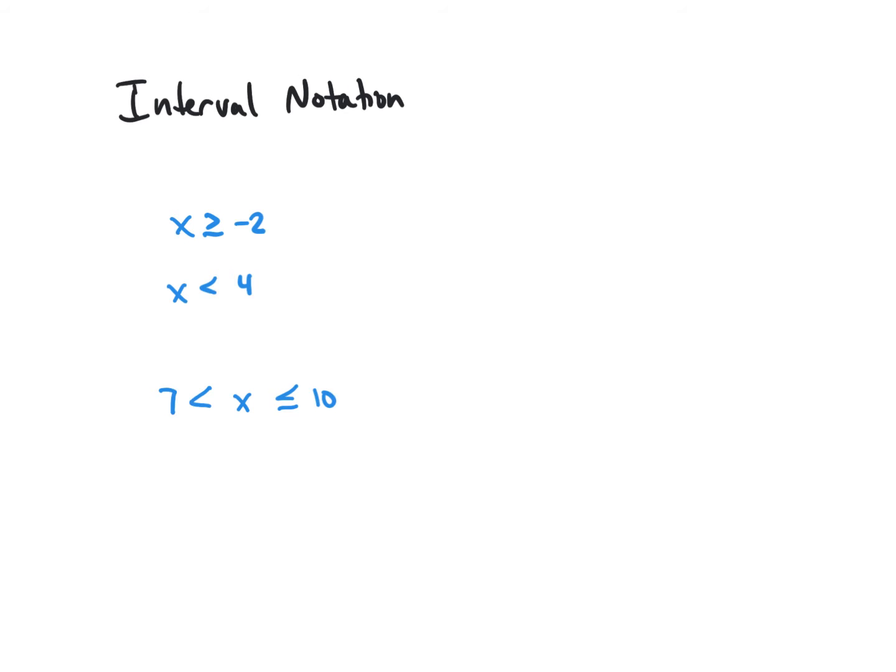Okay, let's look at some examples of this preliminary stuff. So, interval notation, as you see, is basically a shorthand to write a large series of numbers, and in general, an infinite series of numbers.